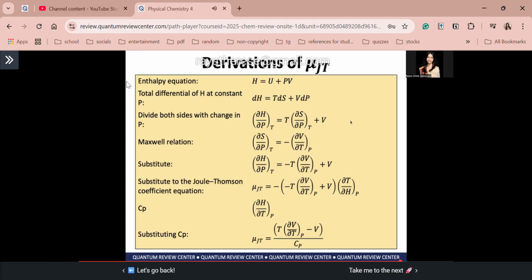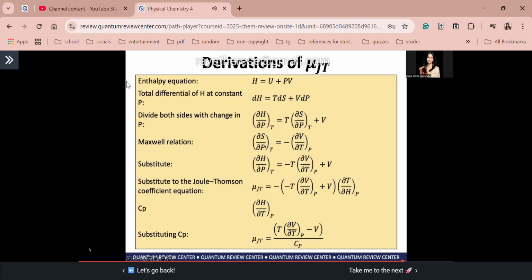If you divide both sides by change in P, we get HPT. Why is there a T? Because we divide both sides by P at constant T. So HPT is equal to T times change in entropy divided by change in P at constant T, plus V. Now, remember Maxwell relations from thermodynamics too?